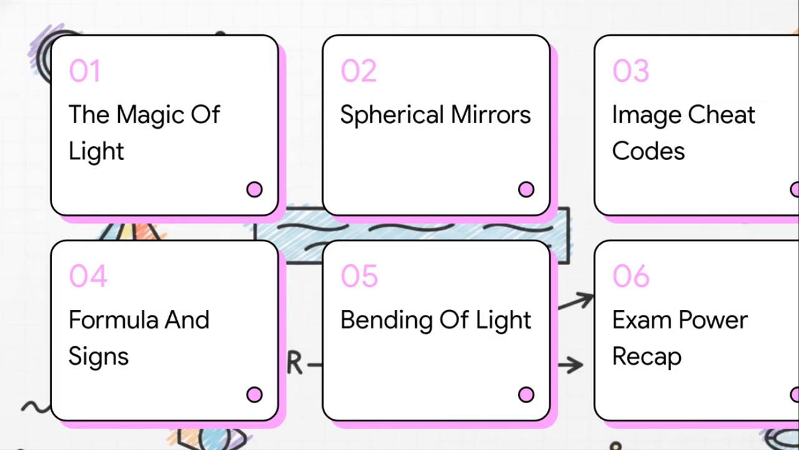Here is our target for today's class. We'll be hitting: 1. The magic of light. 2. Mastering spherical mirrors. 3. Image formation cheat codes. 4. Mirror formula and signs. 5. The bending of light. And finally, 6. A final exam power recap.